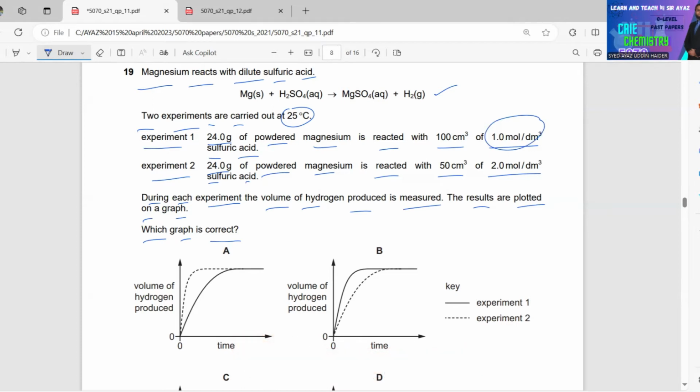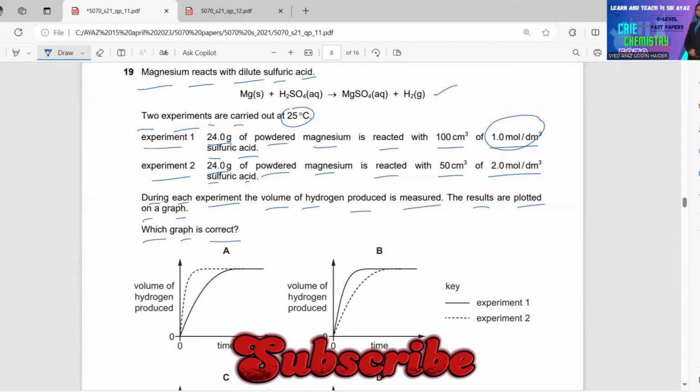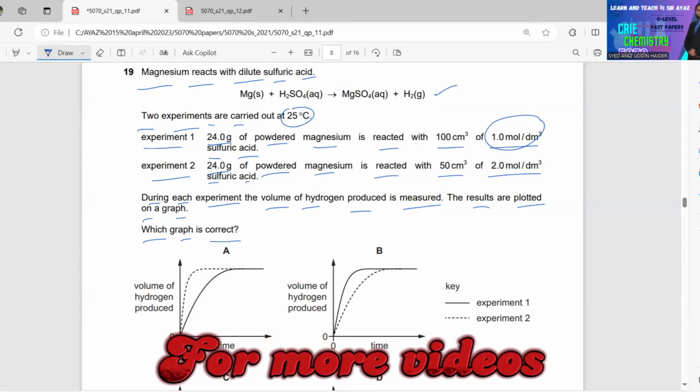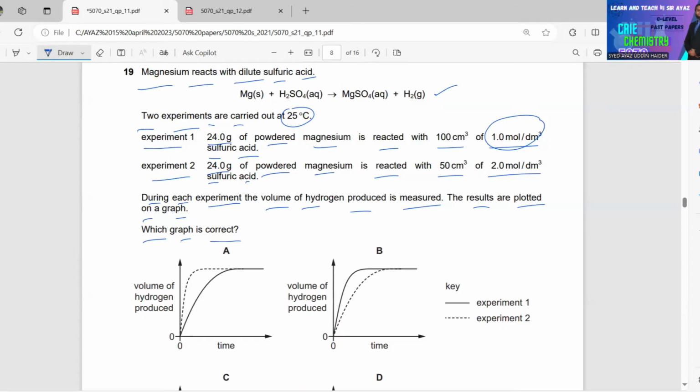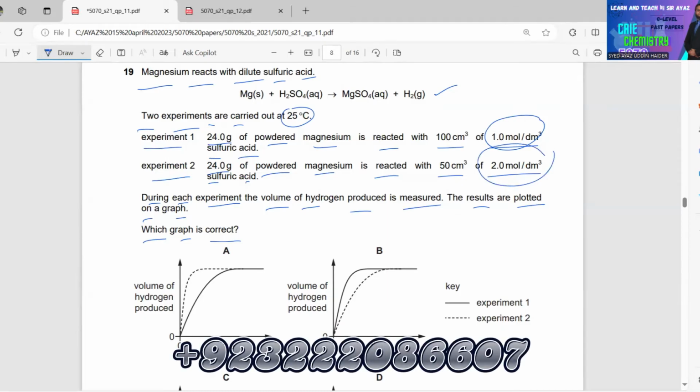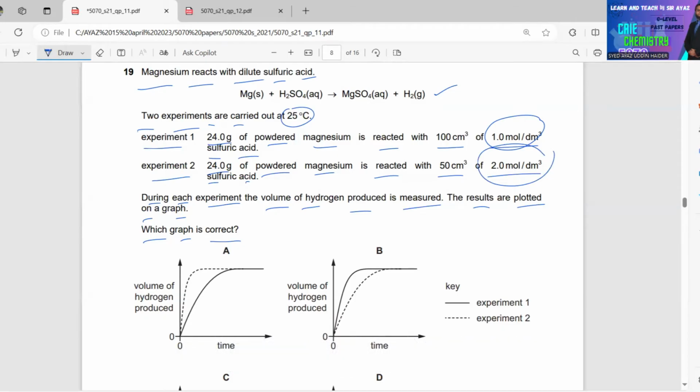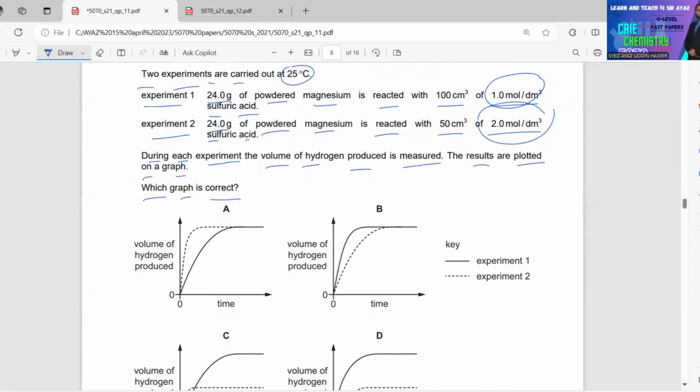What about experiment 2? In experiment 2, the volume is reduced, that is 50 centimeter cube, but the concentration of sulfuric acid is higher, which is 2 mole per dm cube. So it means that we have higher number of moles of sulfuric acid. And this indicates that experiment 2 must be the one which has the greater rate of formation of hydrogen as compared to experiment 1.